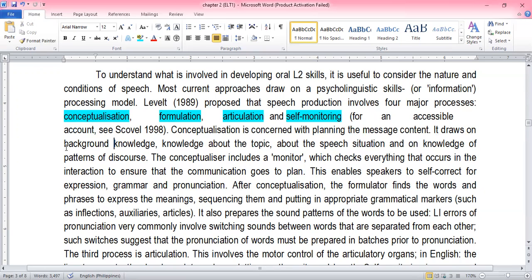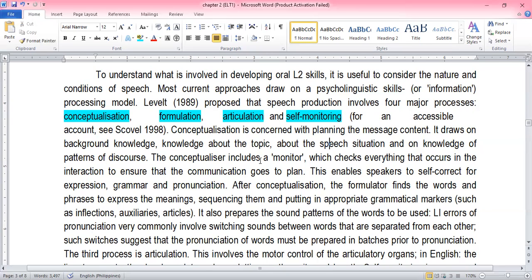Okay? It draws on background knowledge about the topic, about the speech situation, and on knowledge of patterns of discourse. Okay? So the conceptualizer includes a monitor which checks everything that occurs in an interaction to ensure that the communication goes to plan. This enables the speaker to self-correct for expression, grammar, and pronunciation. So while you are planning, pag naplano mo na yung sasabihin mo, at least you can also do some assessments or correct yourself inside habang hindi mo pa nasasabi yung mga words.